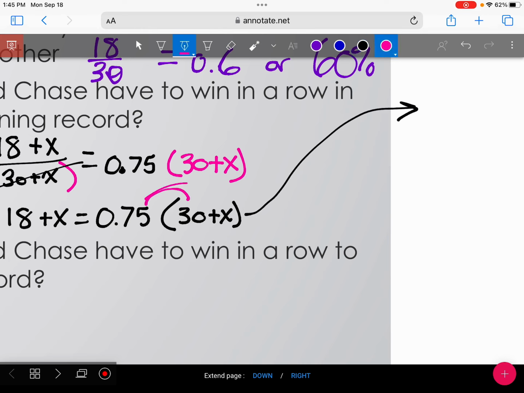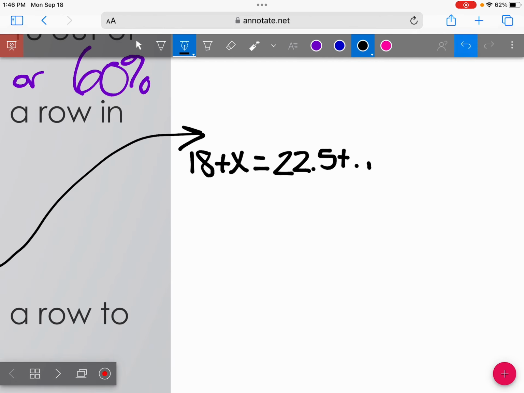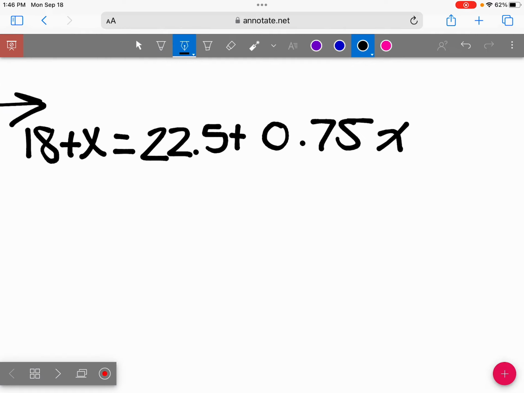Yeah, we're going to distribute here. So we're going to have 18 plus X equals, what is 0.75 times 30? 22.5 plus 0.75x. I have to zoom it in so you can see. Still trying to solve this. What can we do?